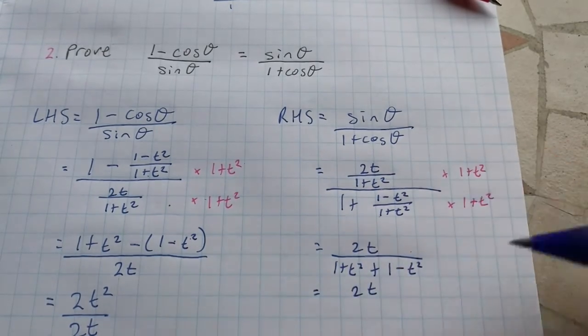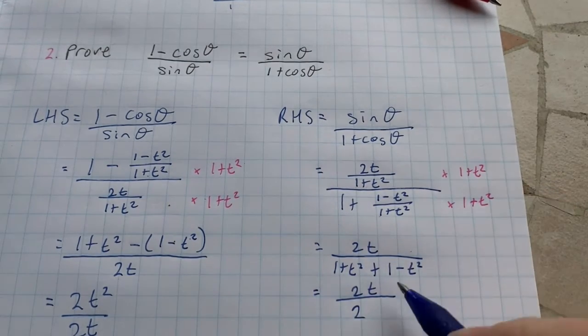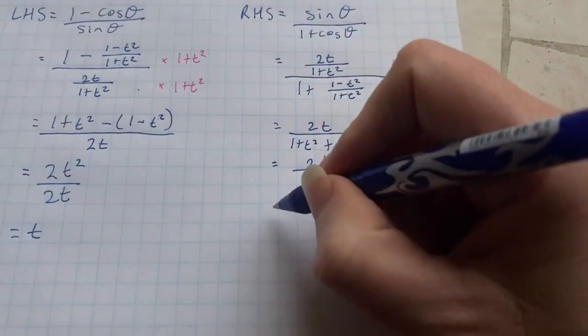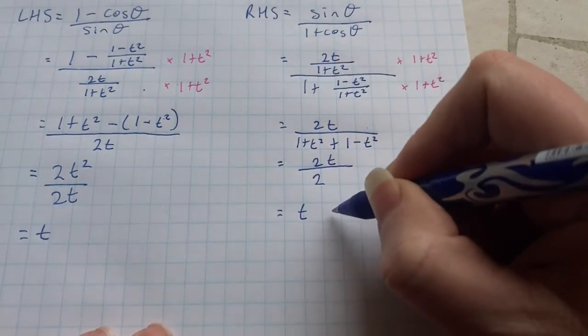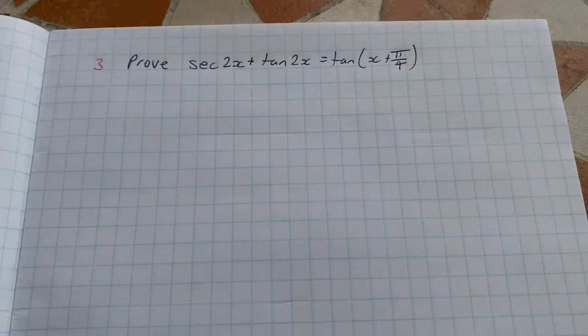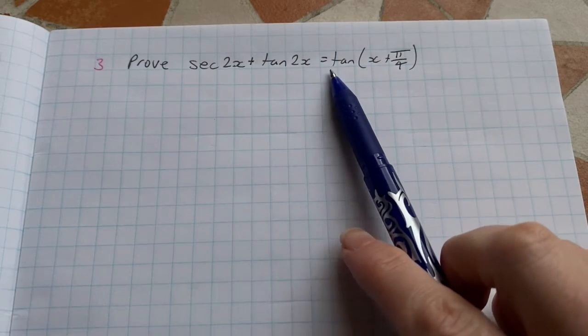And that equals 2t. And then I've got 1 plus 1 on the bottom is 2, and I've got t squared minus t squared, which is 0. The 2's cancel, of course, and that equals t, which equals the left-hand side. So that's my proof. Okay, in this example, we've got to prove that sec 2x plus tan 2x equals tan of x plus pi on 4.